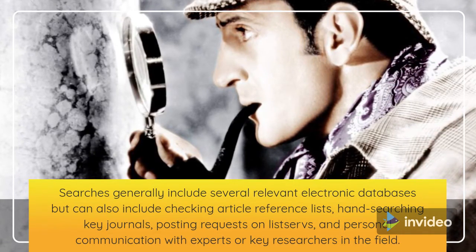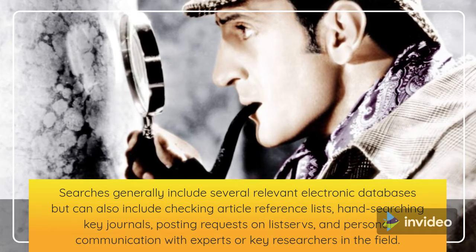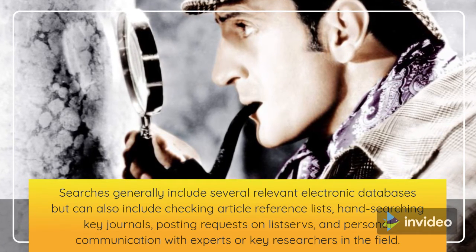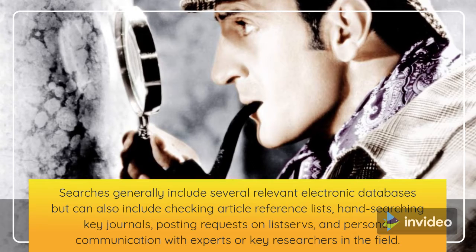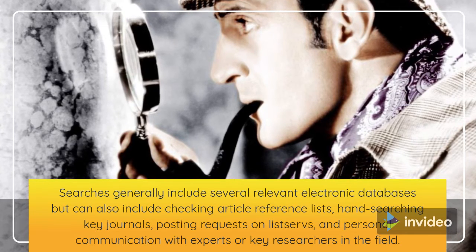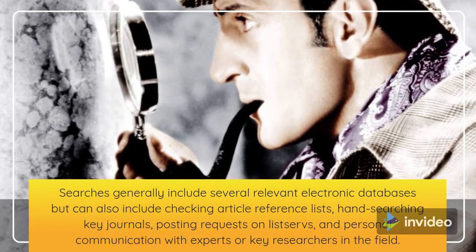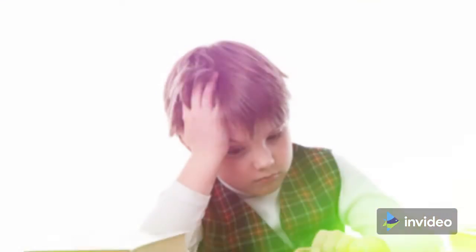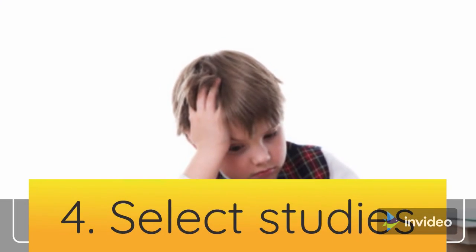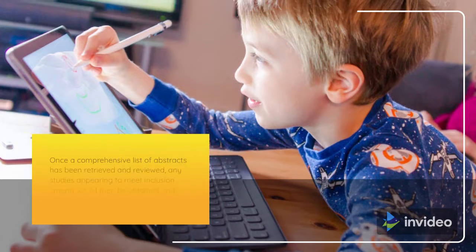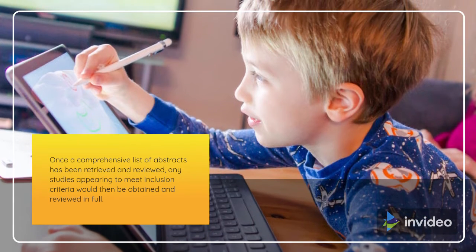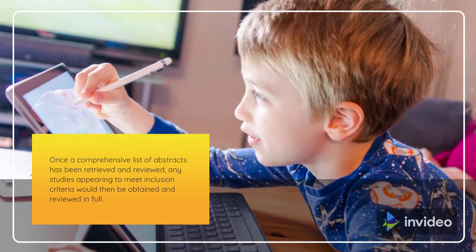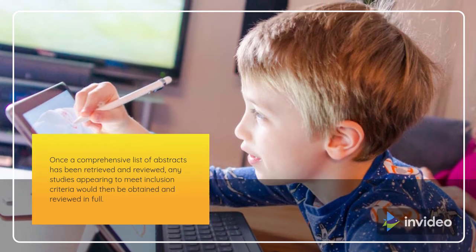Searches generally include several relevant electronic databases but can also include checking article reference lists, hand-searching key journals, posting requests on listservs, and personal communication with experts or key researchers in the field. 4. Select studies. Once a comprehensive list of abstracts has been retrieved and reviewed, any studies appearing to meet inclusion criteria would then be obtained and reviewed in full.